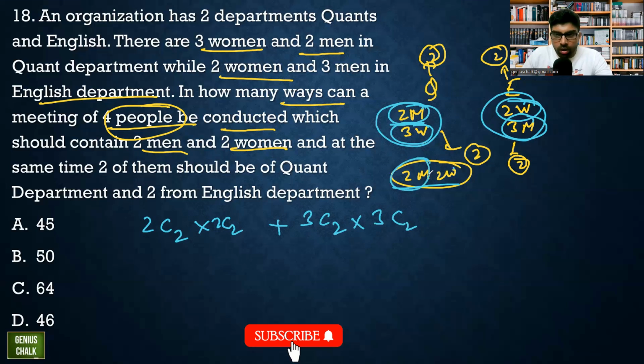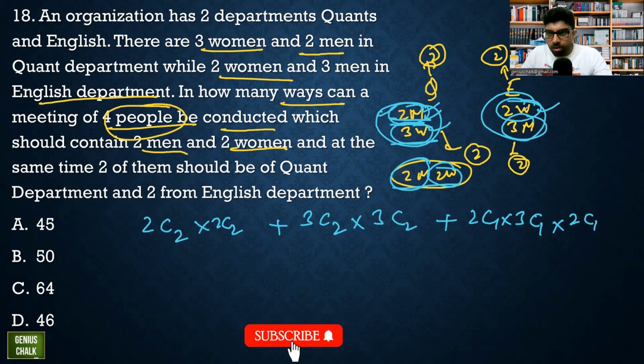Both are having 2 people from Quant and 2 people from English. Next, what we can do is 1 from everyone. So 2C1, 1 lady from Quant, 1 man from Quant, then into, because when we apply into, it is when everything is required. So 1 woman from English, and 1 man from Quant. So this is what we require.